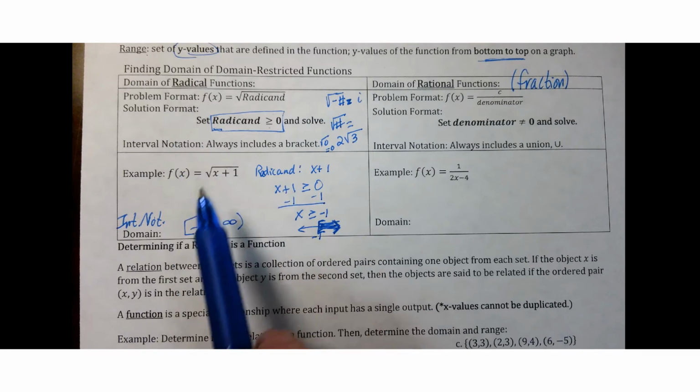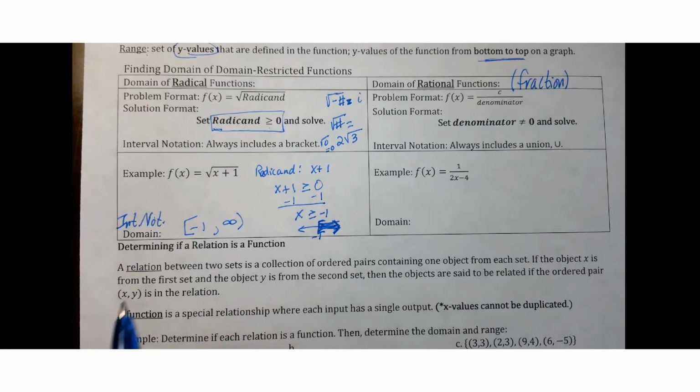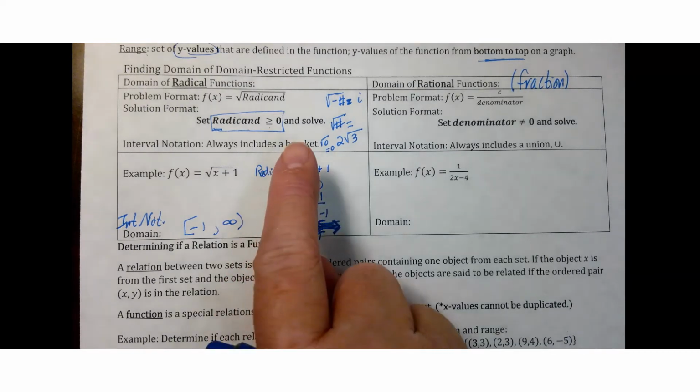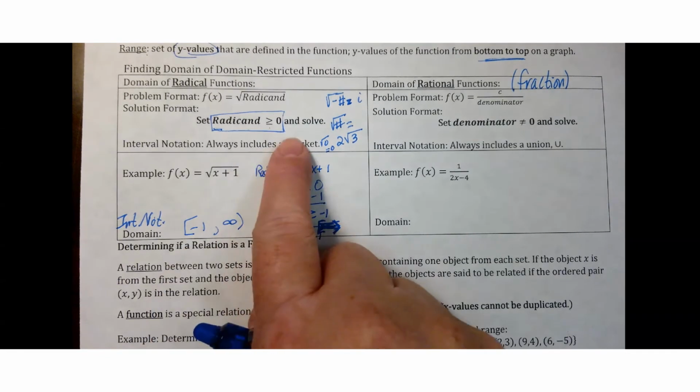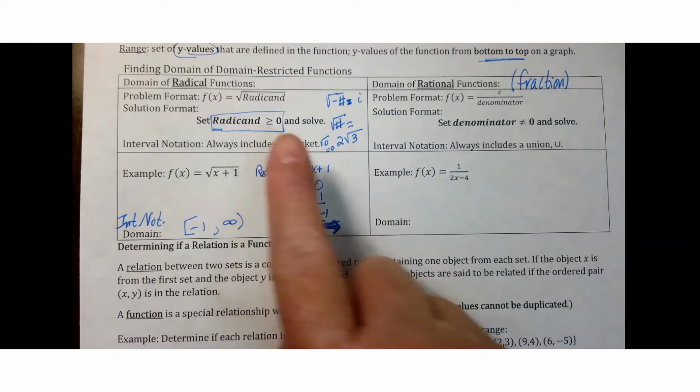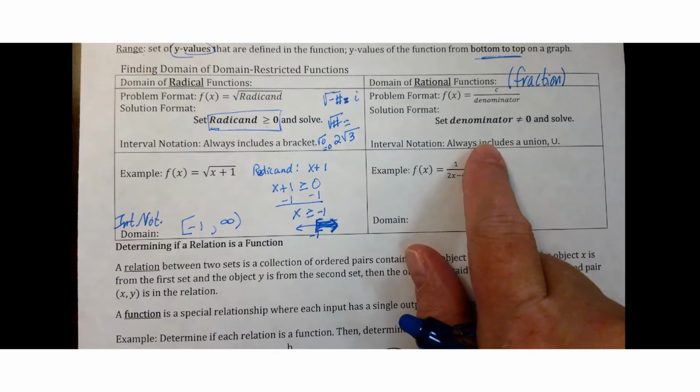All right, so that's radical functions. You need to make sure you know the difference between the setup for radicals and rationals. A lot of students mess this up. So keep in mind, this is going to be an interval greater than or equal to 0. This one is different, okay?